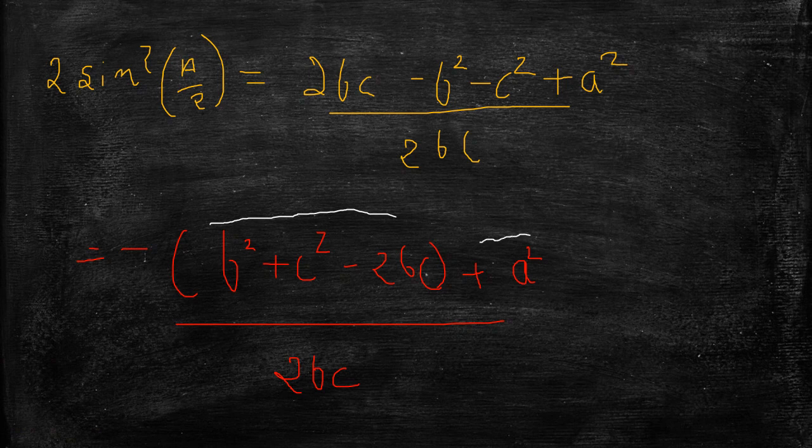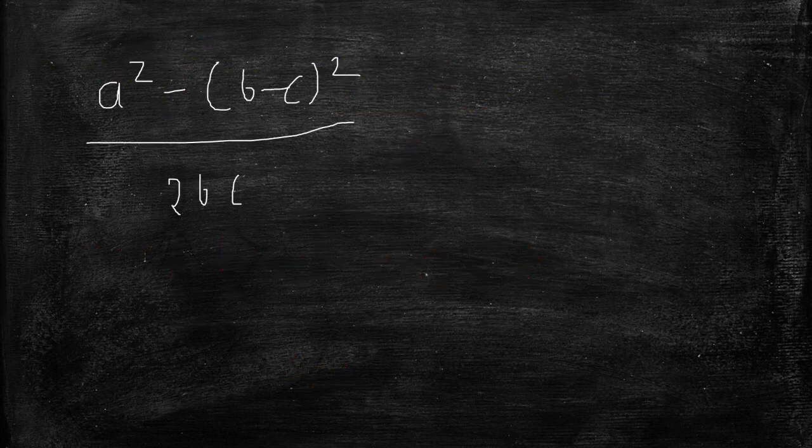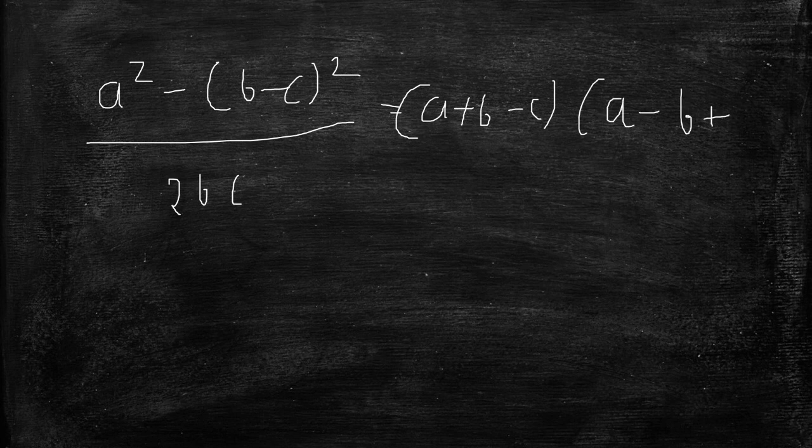So I can write this as (a² − (b − c)²) upon 2bc. Now here I will use the formula for a² minus b². What will this be? This will be (a + b − c) into (a − b + c), and on the denominator I have 2 times bc. I just applied the formula a² − b².